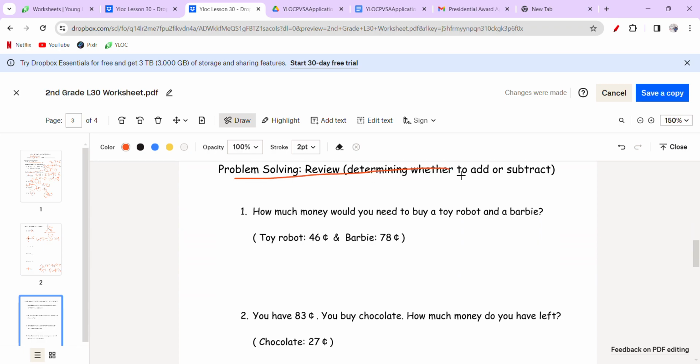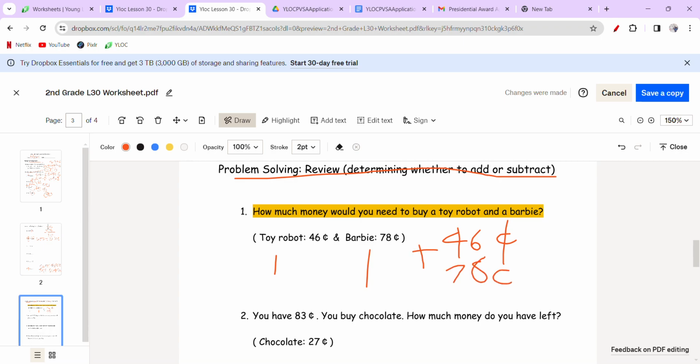Okay, problem solving review. So determine whether to add or subtract. Number 1, how much money would you need to buy a toy robot and a Barbie? So 1 toy robot and 1 toy Barbie. The toy robot is 46 cents and Barbie is 78. So you're adding them, right? Because they said how much money, so total, right?